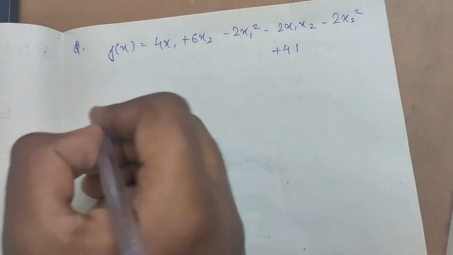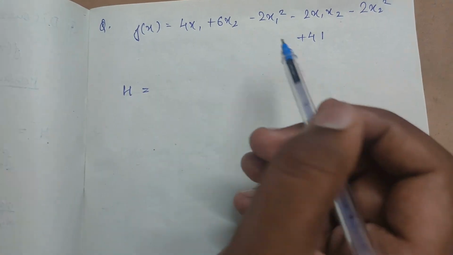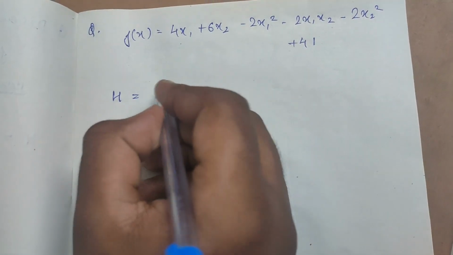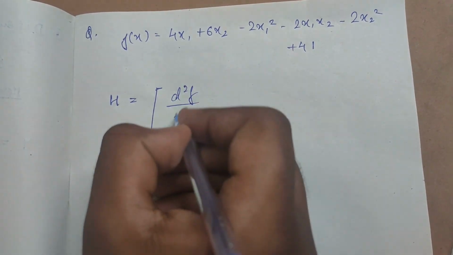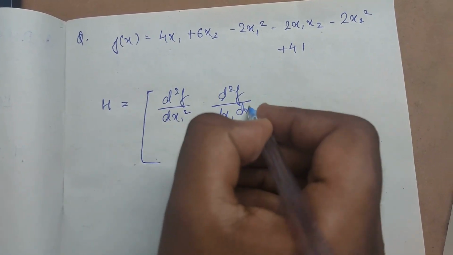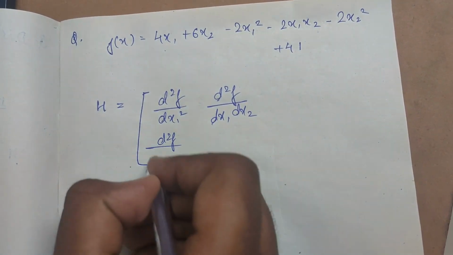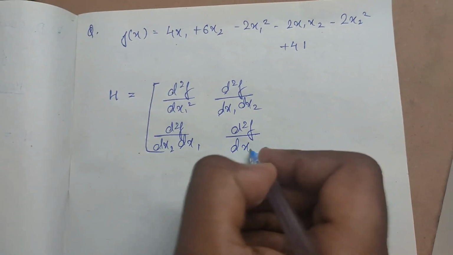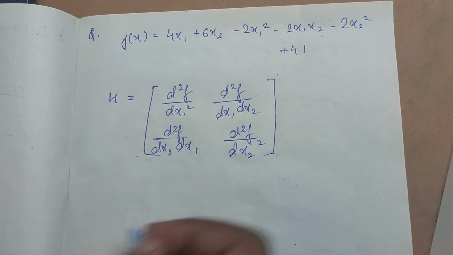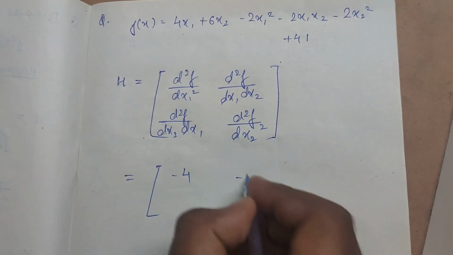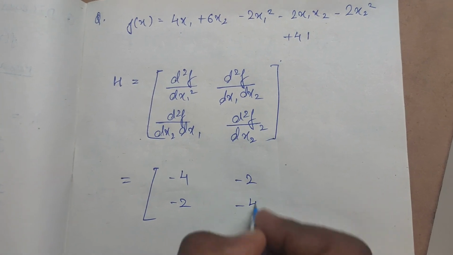Here also you will construct a Hessian. Here first check the number of variables: 2, x1 and x2. So the Hessian matrix is d square f upon dx1 square, d square f upon dx1 dx2, d square f upon dx2 dx1, d square f upon dx2 square. Fine. So upon differentiating, you would be finding values minus 4, 2, 2, minus 4.